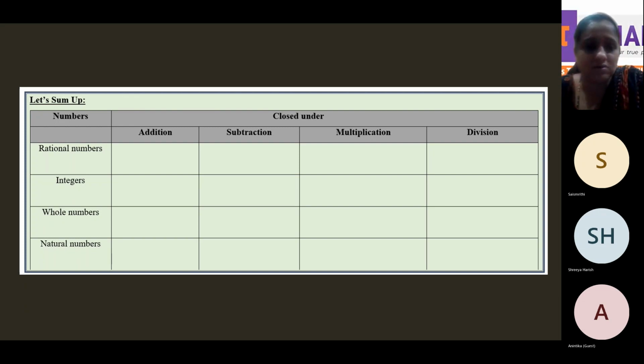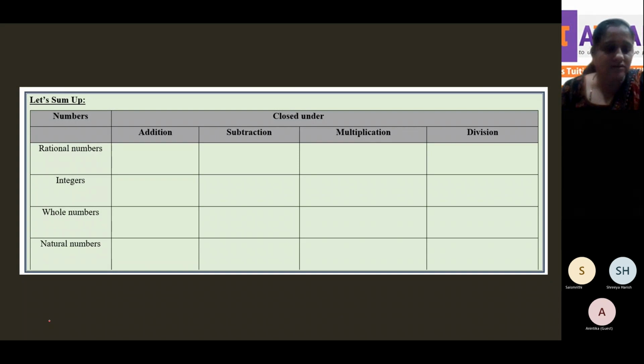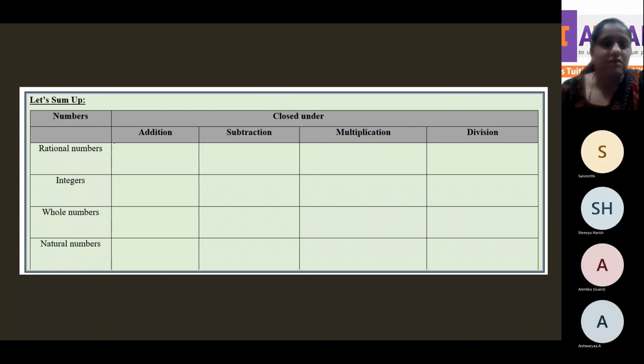You need to check the boxes. Now, how do you understand this? Closed under. So we are checking the closure property. Okay, so now rational numbers. Are rational numbers closed under addition? If yes, tick. If not, cross it. So this is how you understand this table. We are checking the closure property for all these numbers: rational, integers, whole, and natural, and all the four operations: addition, subtraction, multiplication, and division.